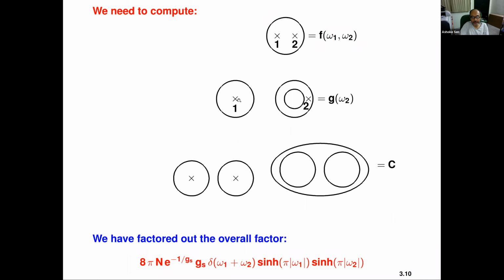Maybe I should have said it differently. Not that each boundary gives 1 over G string. The disk gives 1 over G string, and after that, every hole you add, you actually get a G string. So the annulus has no power of G string. The disk has a power of 1 over G string. So this gives you 1 over G string, and then 2 factors of G string coming from the 2 vertex operators.